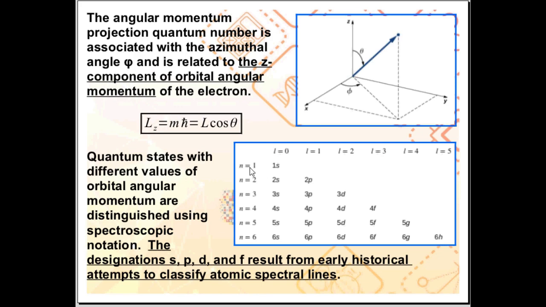n is equal to 1. The only possible l is 0, so you have 1s. n is equal to 2. The possible values of l for n equal to 2 are 0 and 1. So you have 2s and then 2p, and so on. s, p, d, and f, g, h, and so on.